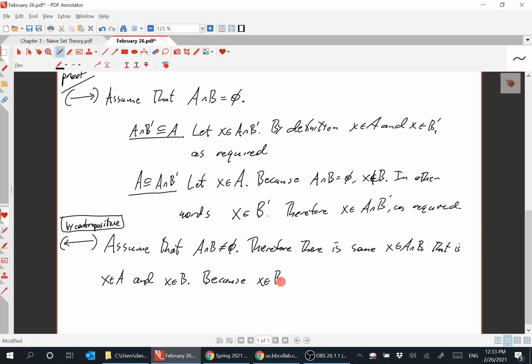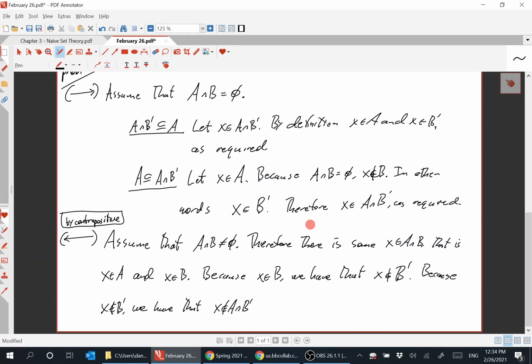Because X is an element of B, where is X not? It's not in B complement. Because X is in B, it's not in the things that are not in B. Right? Because X is not in B complement, we have that X is not an element of A intersection B complement. Right? So X is in A, but X is not in A intersection B complement.